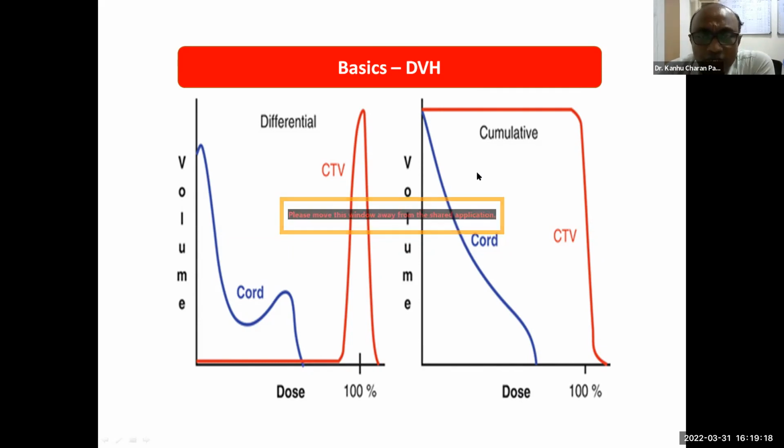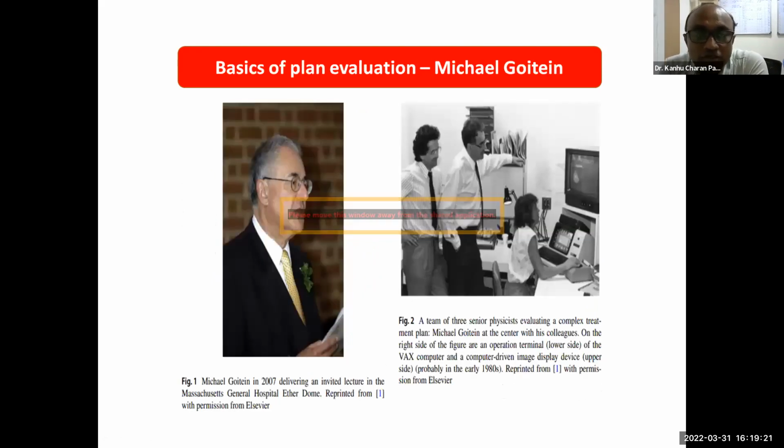But how did it evolve? He is Michael Goitein. In the early 1980s he proposed the DVH parameters and how to do the plan evaluation. You can read his books. Michael Goitein proposed the various BEV, REV, DVHs. These things are not new; it started in the early 1980s, given by Michael Goitein.